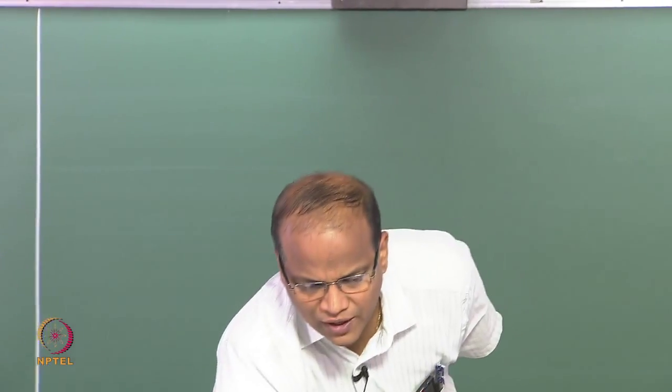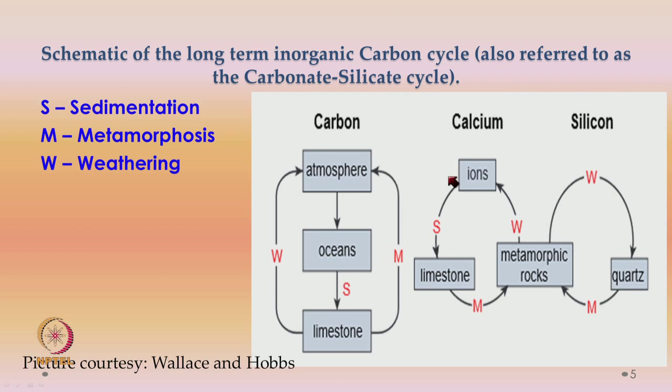So, calcium 2+ will react with carbonic acid, which you have already seen in the earlier class. So, this can form limestone. This limestone can again change into metamorphic rocks, and these metamorphic rocks can undergo weathering, and the reverse reaction will take place, which will again release calcium ions into the cycle. So, this cycle keeps going. This is called the calcium cycle.